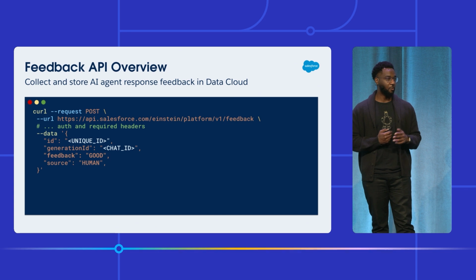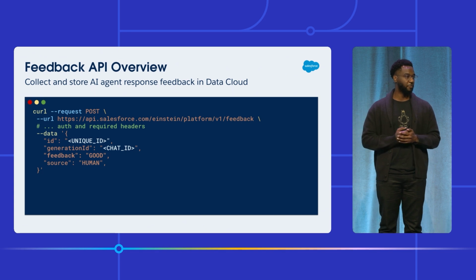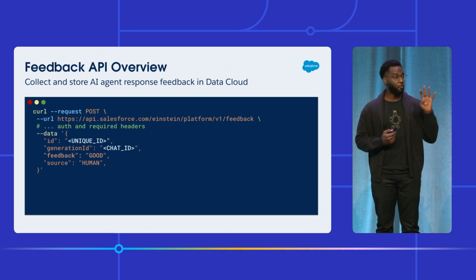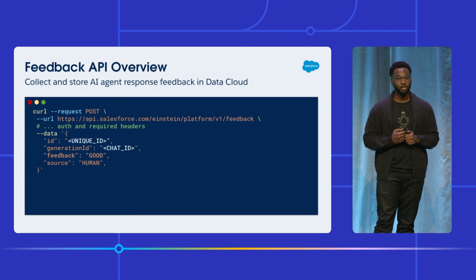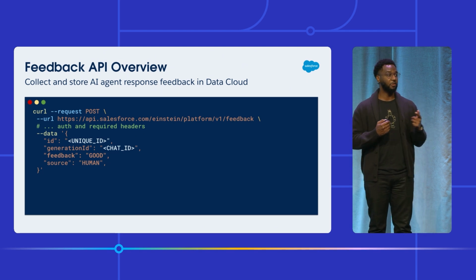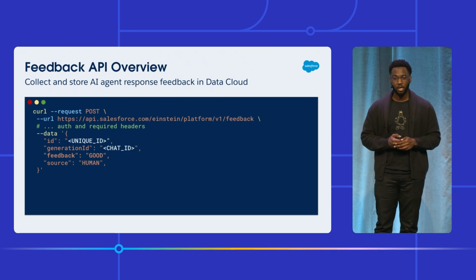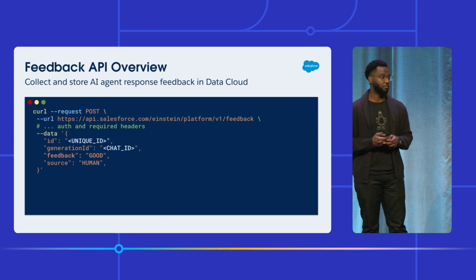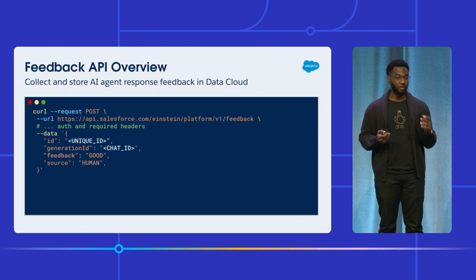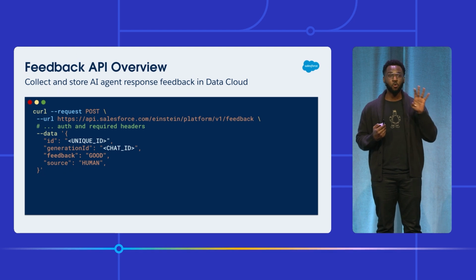either as a REST endpoint or via an Apex class, and you're going to send along some information in the request body. Now there's 4 fields you need to send. One is a unique identifier that you generate for the piece of feedback. The second is the generation ID, and this is either the ID of the conversation, if you're collecting feedback for the conversation, or the message, if you're collecting feedback for the message. The feedback can be either good or bad, and the source is always going to be human. There are additional fields that you can send, like feedback text, if you want to collect written text from your users, but these are the 4 fields you need to send.